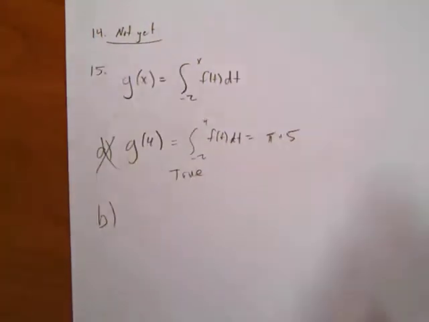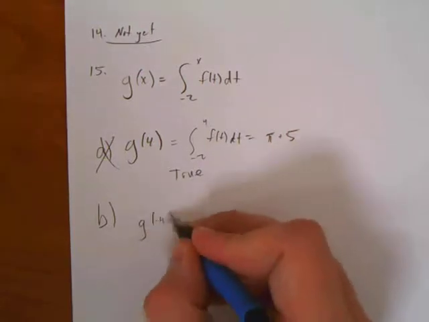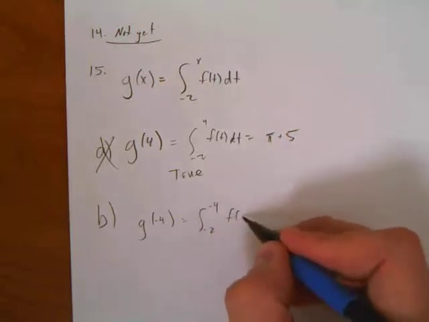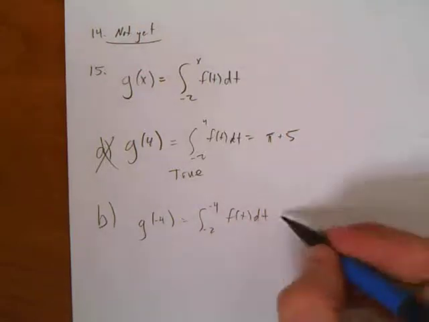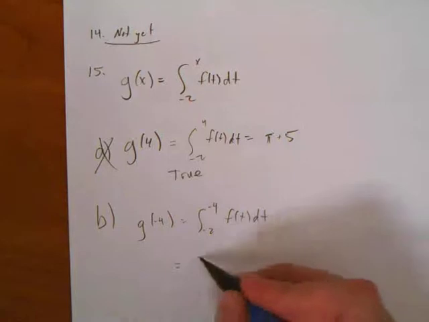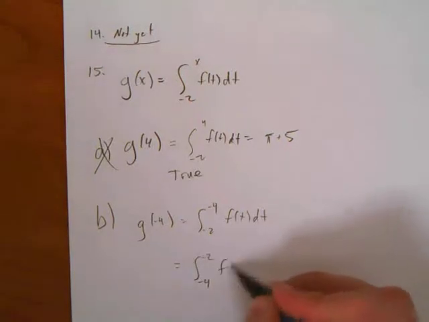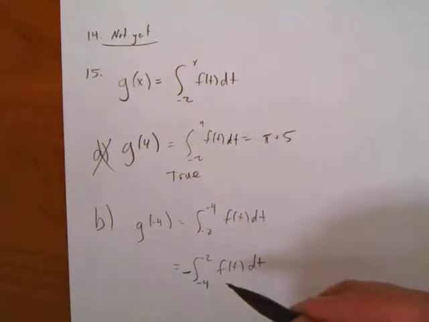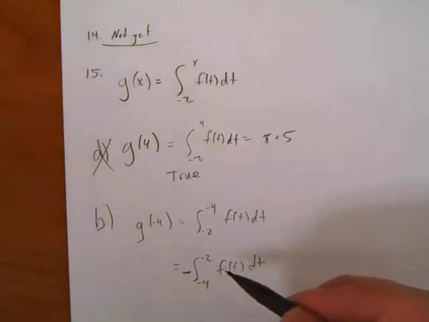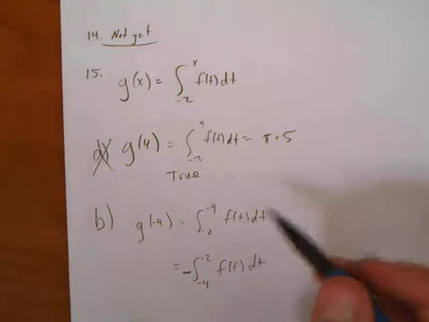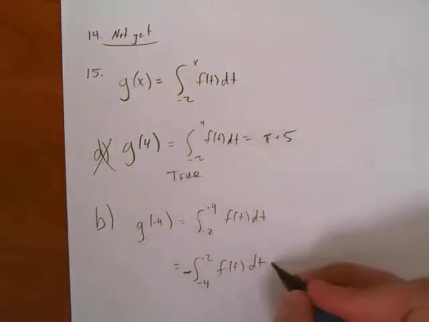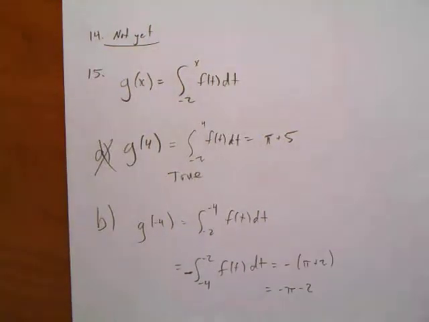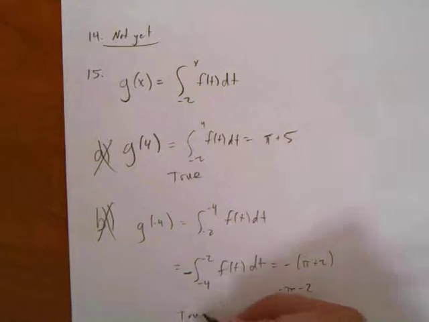B, g of -4. So for this one, we're looking from the area -2 to -4 f of t dt. And they say it's -pi/2. I'm going to switch it real quick because you know how I hate backwards integrals. So I switch the order and I put negative in front. So from -4 to -2, that's a quarter circle and a rectangle. The quarter circle has an area of pi. The rectangle has an area of 2. So it's -pi plus 2, which is -pi minus 2, which is what they had. So it's true. So we don't want B.